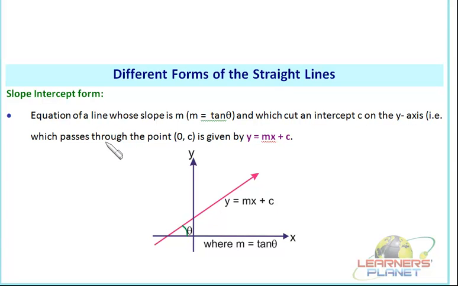Now we see the different forms of straight lines. The first, the very important one, is slope intercept form. Equation of a line whose slope is m and which cuts an intercept c on the y-axis, that is it passes through point (0, c), is given by y is equal to mx plus c. Now how do we derive that? So this is the length of intercept. This point is nothing but (0, c), that means x coordinate is 0 and y coordinate is c.